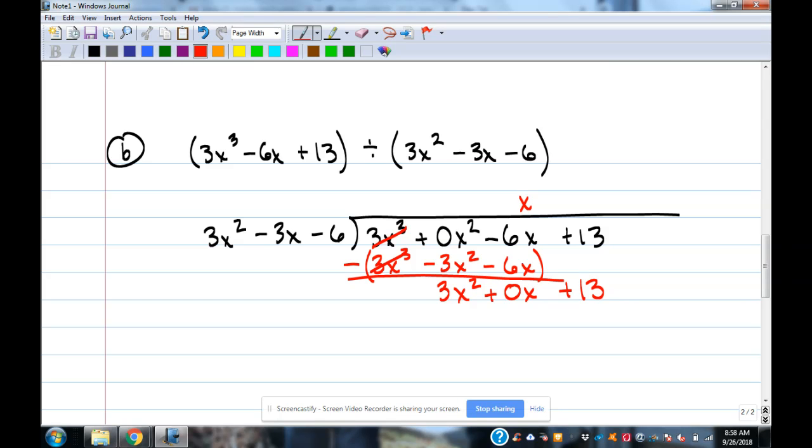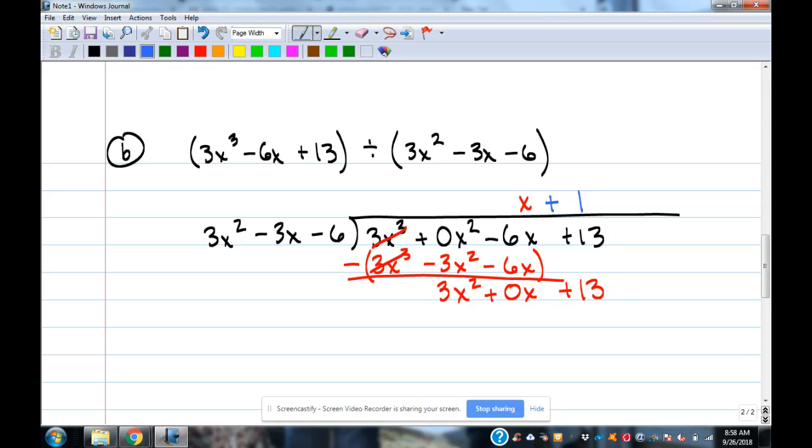What do we do next? Go back to the front. What times this 3x squared gets me 3x squared? 1. Kind of 1. Positive 1. So up top, we put a plus 1. Notice that the plus 1 is over the plain number. That lines things up, makes things organized. It works better if it's that way.